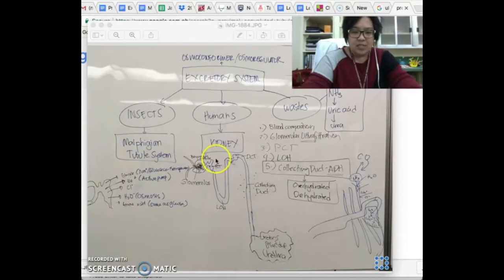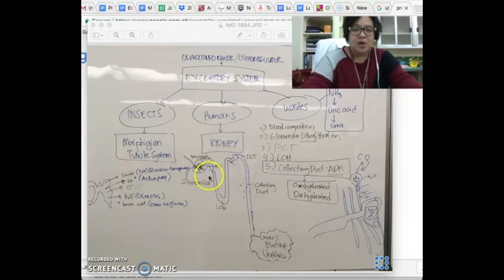So we need to know what's happening here in the proximal convoluted tubule. After you filter the blood, what's going to happen to the filtrate, or the liquid that you filtered out from the blood? What's going to happen here in the proximal convoluted tubule?